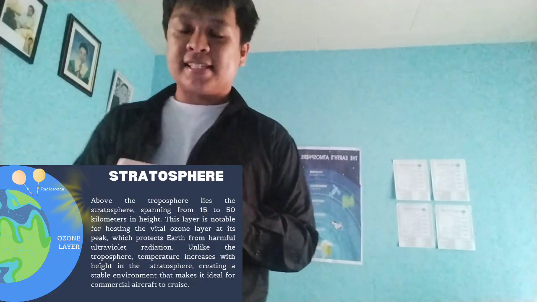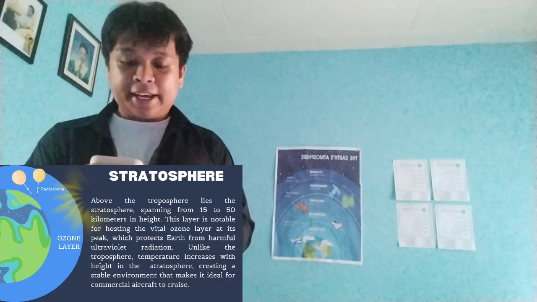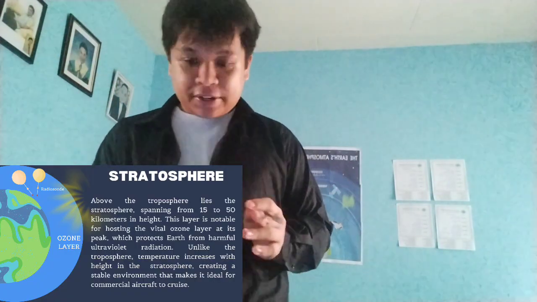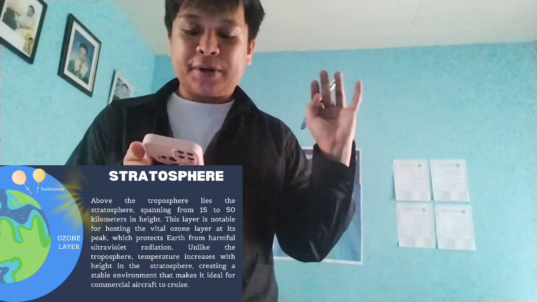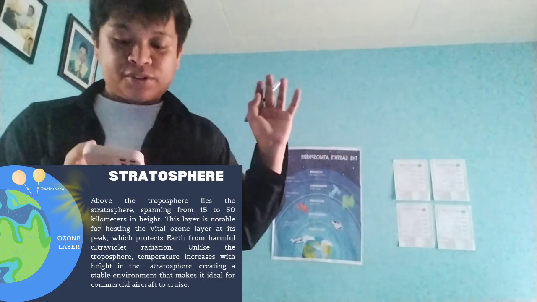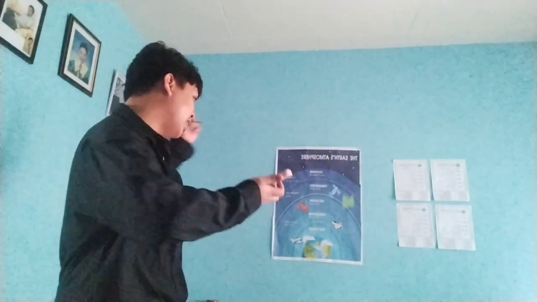So the next layer of the atmosphere is what we call the stratosphere. Above the troposphere lies the stratosphere, spanning 15 to 50 kilometers in height. This layer is notable for hosting the vital ozone layer at its peak, which protects Earth from harmful UV radiation. Unlike the troposphere, temperature increases with height in the stratosphere, creating a stable environment that makes it ideal for commercial aircraft to cruise. In contrast with the troposphere, where temperature decreases with height, the temperature of the stratosphere increases with height.